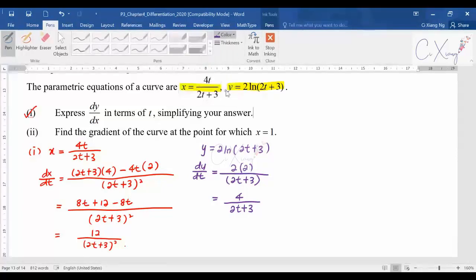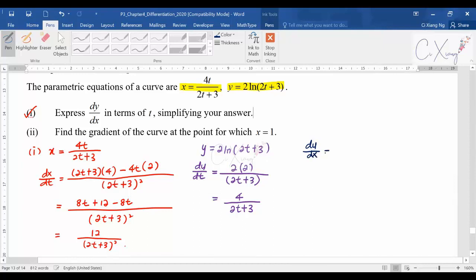Okay, so after this, what you are going to do now is get the answer for dy over dx. So the answer should be dy/dt multiplied by dt/dx. So what is dy/dt? 4 over 2t plus 3, multiplied by dt/dx. So you should have (2t plus 3) squared divided by 12.